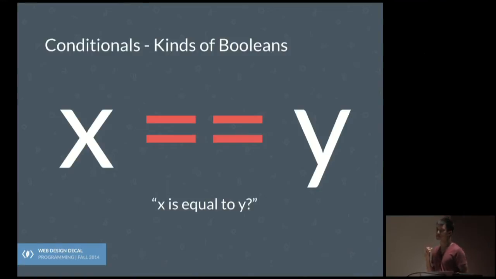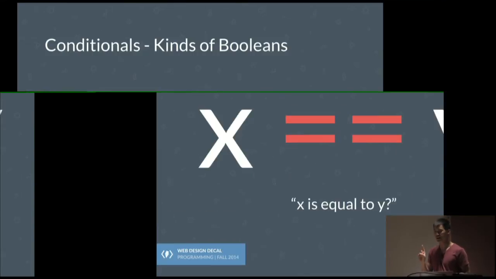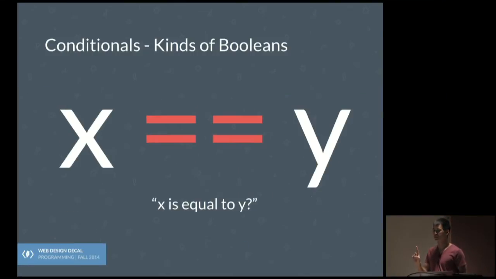This is equals. Notice how there are two equal signs and not one. Can anyone tell me why there would be two equal signs as opposed to just one? Because one equal sign is used for assignment. Yeah. So the answer is that one equal sign is used for assignment, telling a variable what it should represent. We already use one equal sign for that.